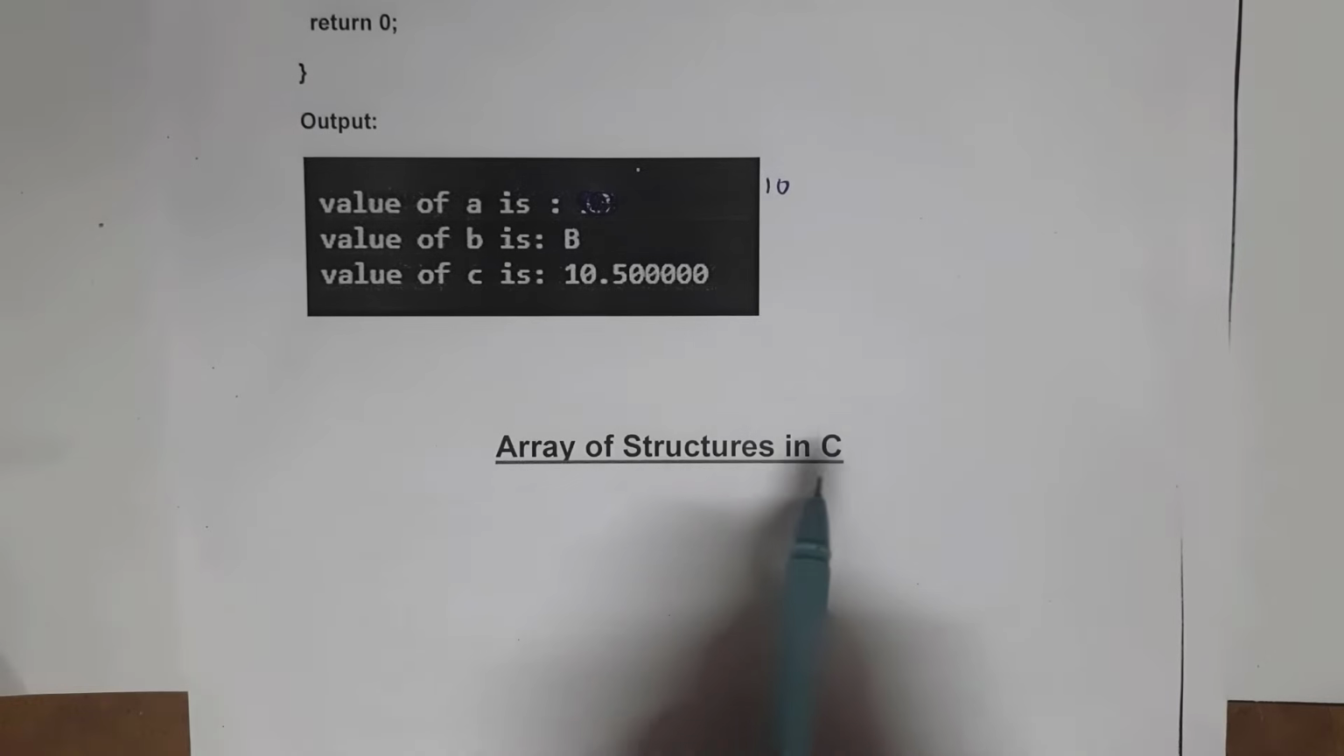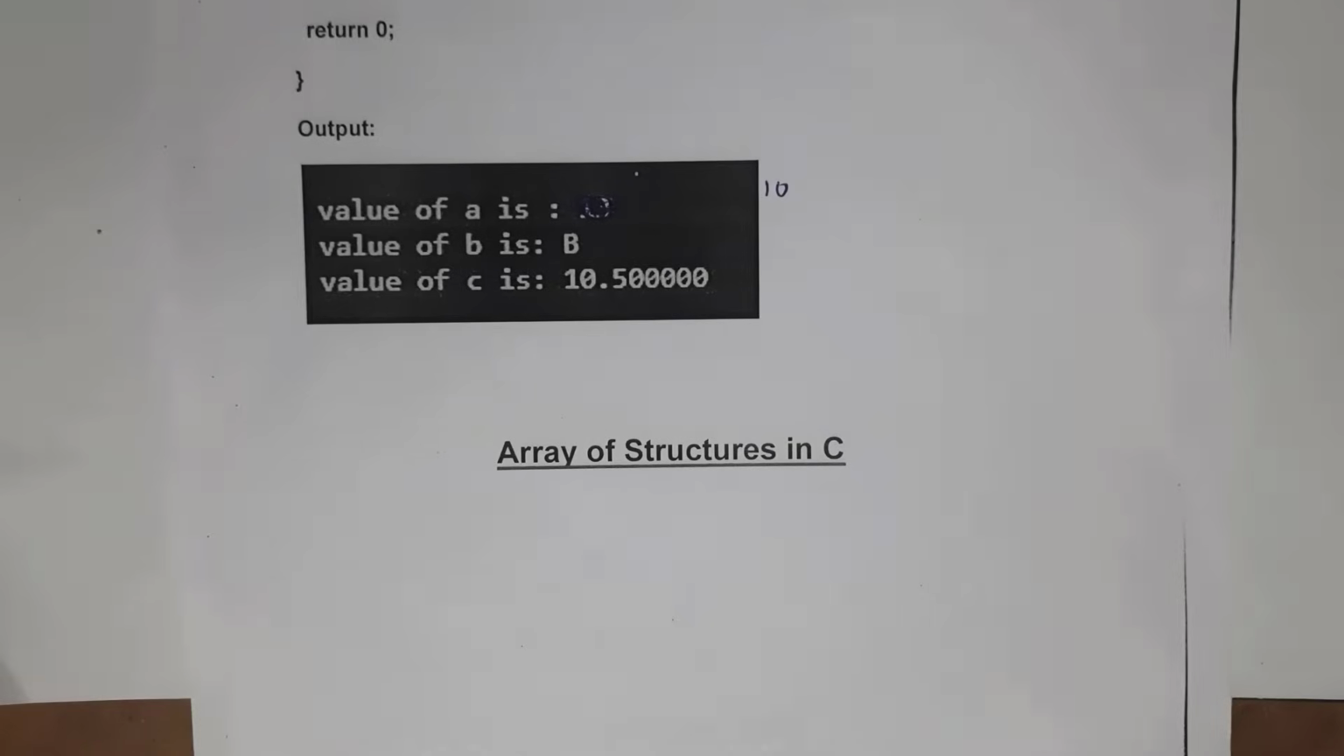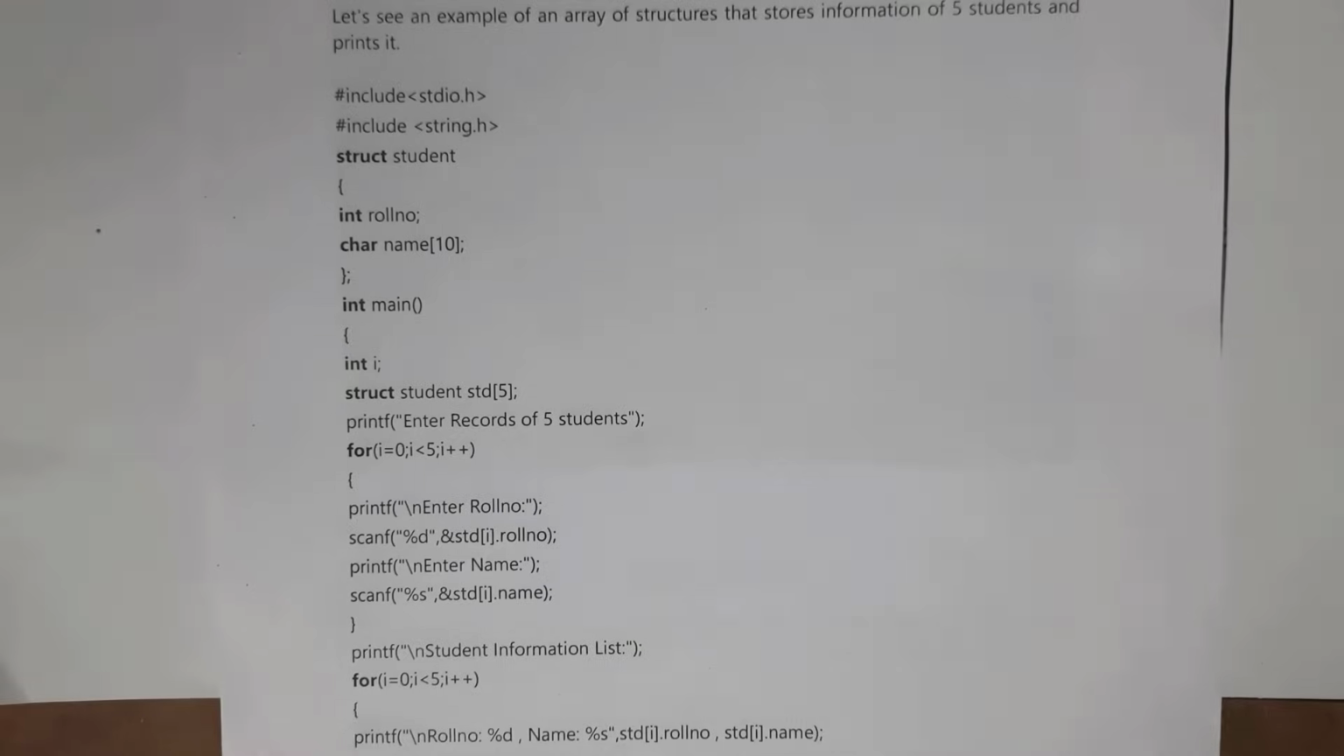Next, arrays of structures. Normally by using structures we can store details of only a single book or single student like that. But if I want to store details of multiple books or multiple students, for that purpose I need to use arrays of structures. This is an example program.